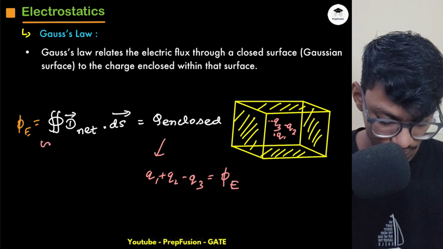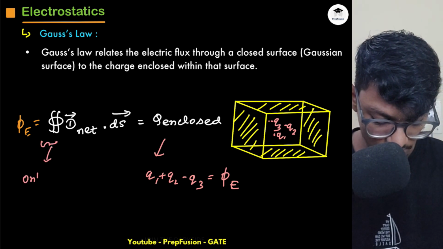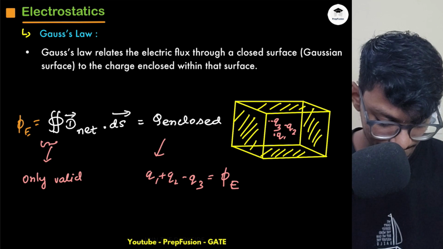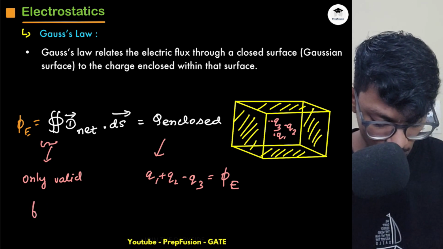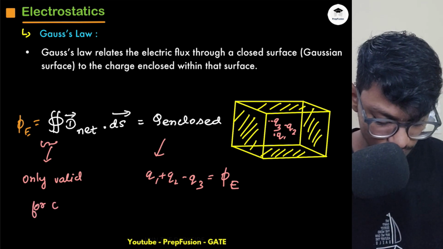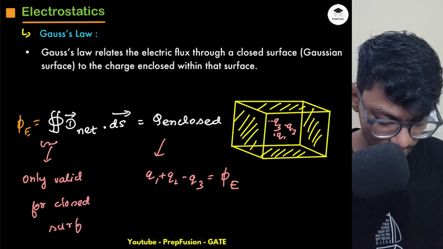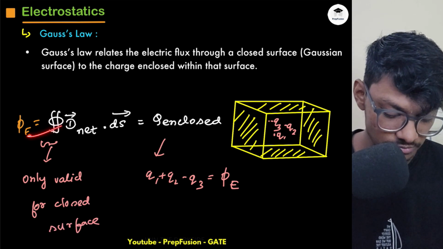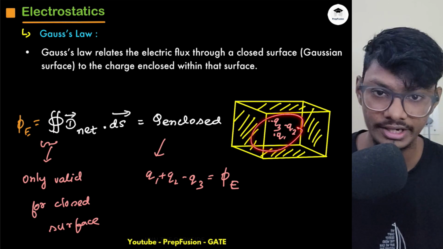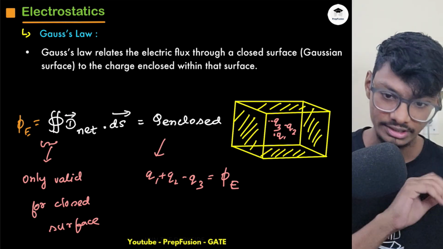Gauss's law is only valid for a closed surface. So we don't need to do any calculations. Things become so simple. Just q enclosed you have to identify, and that's it. I don't need to do anything.